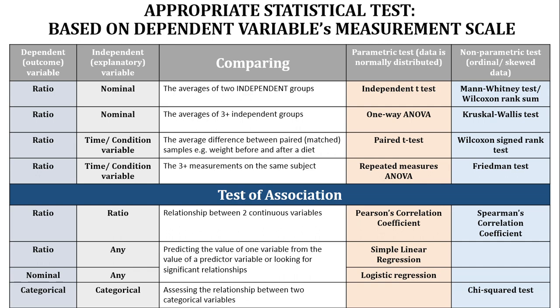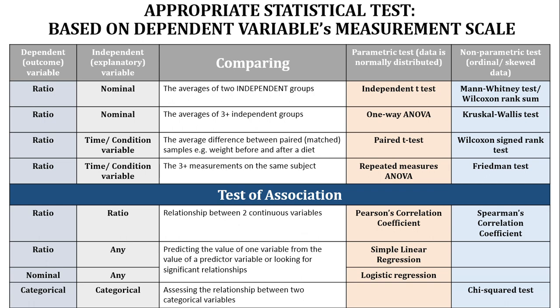In case of association, if you want to test the association, in the same manner, if your dependent variable is in ratio scale and the independent is also in ratio scale, and you are dealing with two variables, you may use the Pearson correlation coefficient. If data is non-parametric, then you may use the Spearman correlation coefficient. Further, if your dependent variable is in ratio scale and the independent is in any measurement scale, nominal, ordinal, ratio or interval, then the purpose is to predict, so you may use simple linear regression.